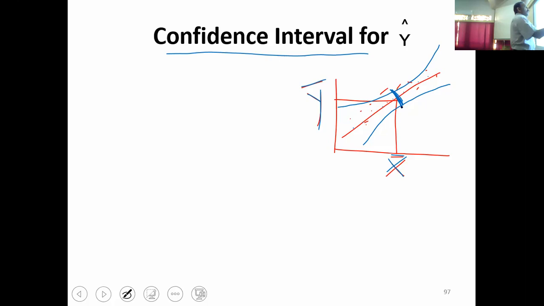Then on both sides of the x value, the confidence interval is increasing. So you see here the confidence interval is very high. Here also the confidence interval is very high. So on both sides the confidence interval increases. So that is the principle. I will show you with an example.